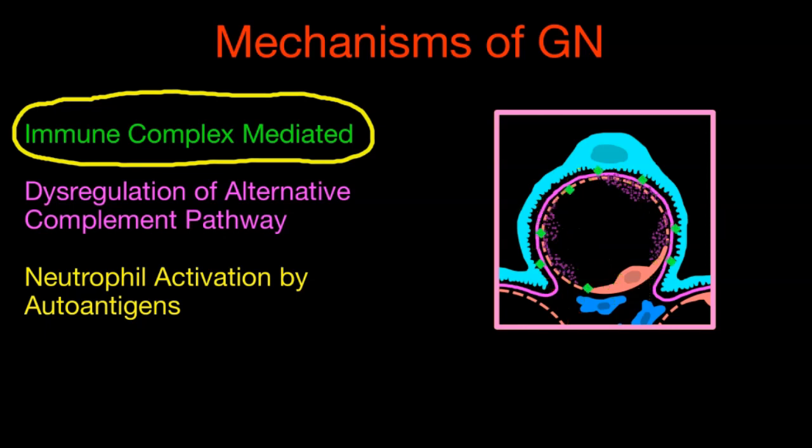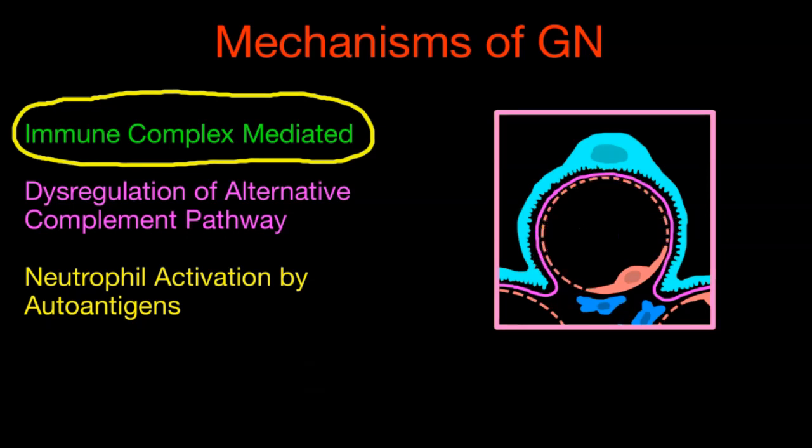Alternatively, you could have a circulating antigen that first gets planted into the glomerulus, and then these planted antigens can be bound by some circulating antibody. So in this situation, the immune complexes are formed in situ within the glomerulus itself. Next, the end result is similar. Inflammatory cells are recruited and cause inflammation and eventual destruction.